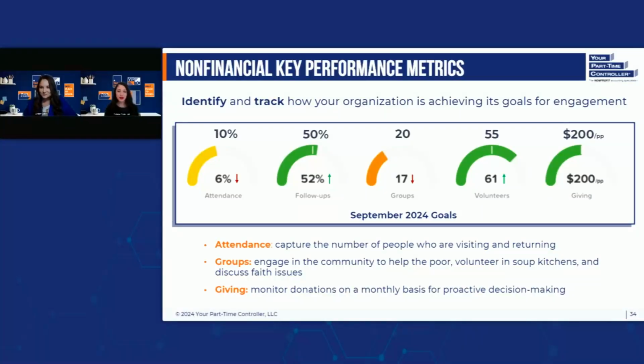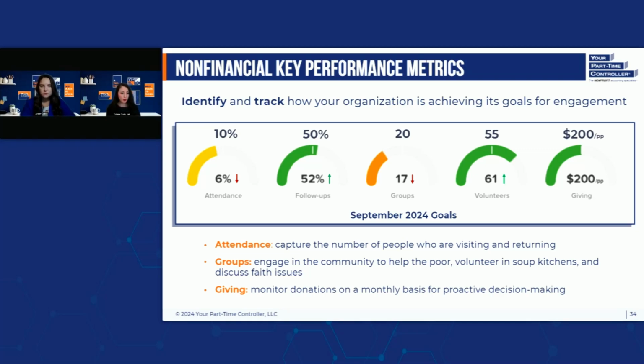So here are some non-financial key performance metrics. Again, we kind of alluded to this a little bit humorously in the previous poll question as to the number of smiles. Not everything has to be a dollar amount. And so here with this faith-based organization, they had September 2024 goals shown here, and we'll just talk about 3 of them in the interest of time.